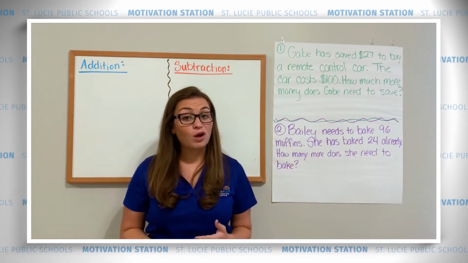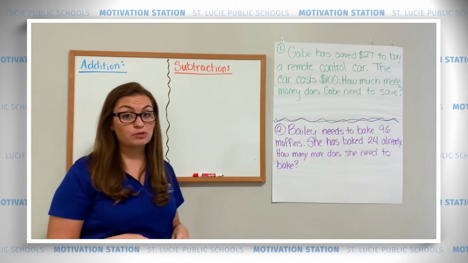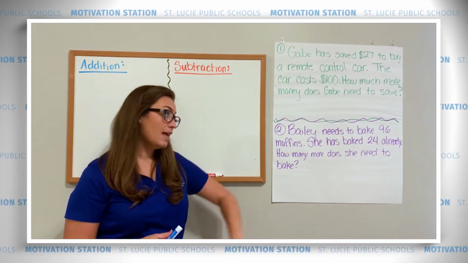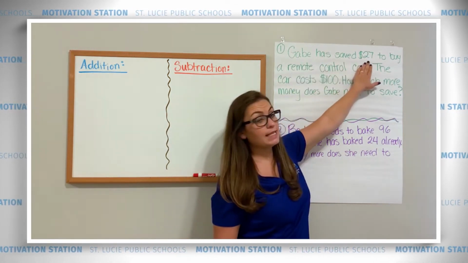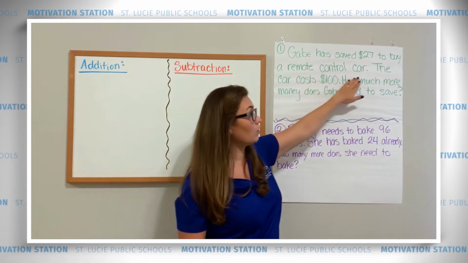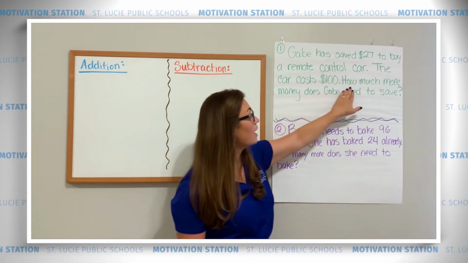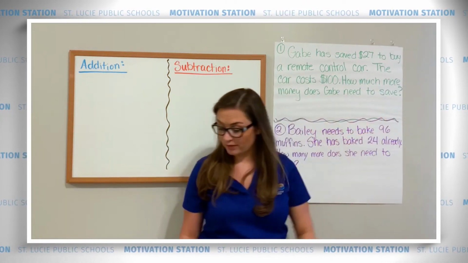Your show that you know is also going to ask you to represent your work in addition and subtraction. So we're going to practice that now so that you're ready. Let's take a look at our first question. Gabe has saved $27 to buy a remote control car. The car costs $100. How much more money does Gabe need to save?